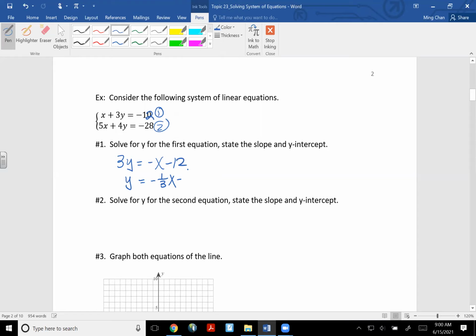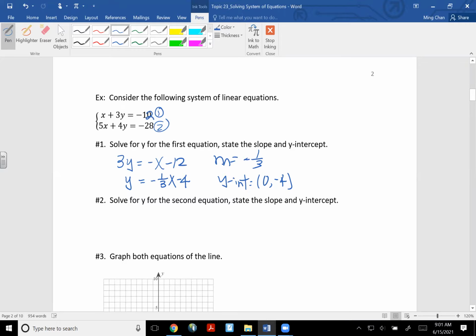So divide everything by 3, that will be -4. How about that? Change that negative 10 to negative 12. All right, my slope m is -1/3. My y-intercept is (0, -4). Same thing as what we did in the previous topics before.